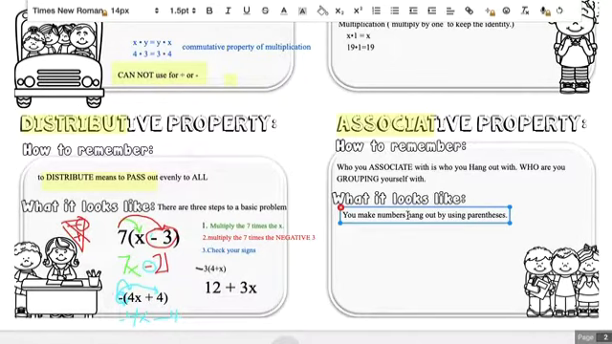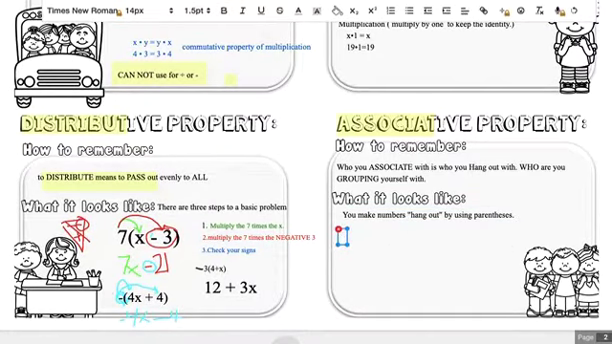You make numbers hang out with one another by using parentheses. Yesterday and the day before, we really talked about order of operations, and in order of operations, you have to do what's within the parentheses first. What's kind of cool about the associative property is that you can change and manipulate with addition and multiplication by grouping things in different ways. For example, I might say (A plus B) plus C is the same thing as A plus (B plus C).